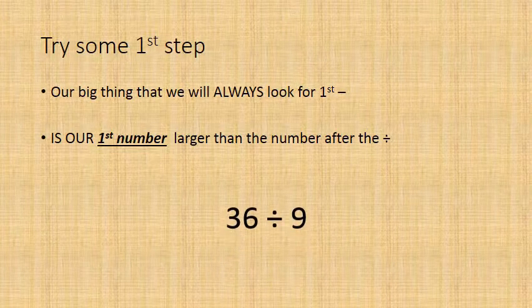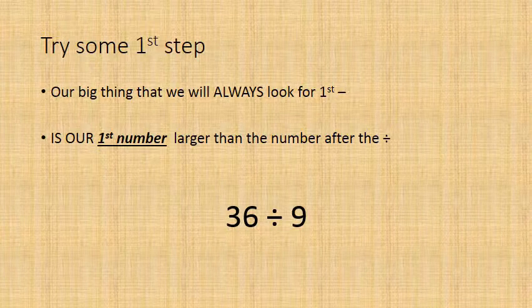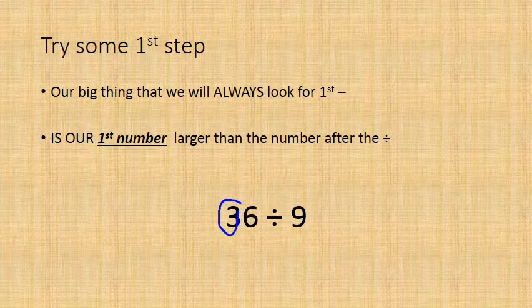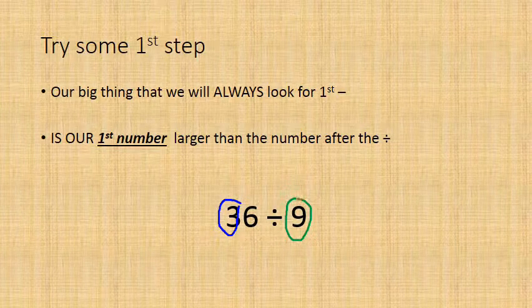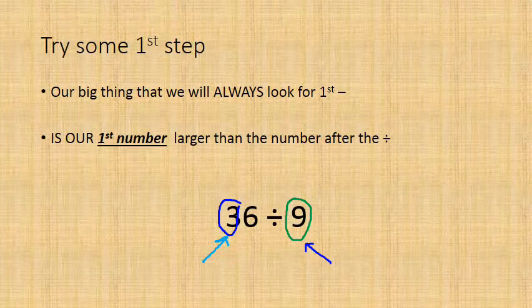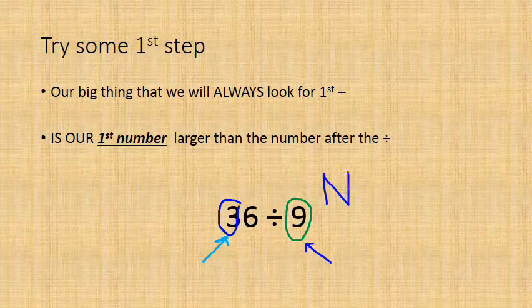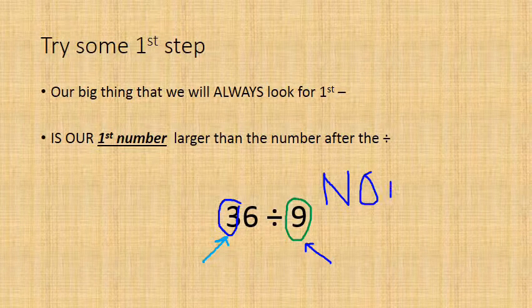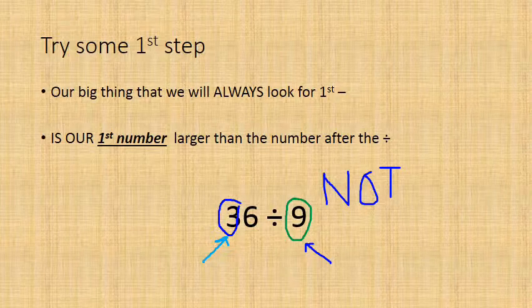Try some. First step, we will look to see if our first number is bigger than the number after the division sign. I see the number 3. I see the number 9. The way I like to think about it is, would you rather have 3 Jolly Ranchers or 9 Jolly Ranchers? I don't know about you, but I'd rather have 9. So, our first number is not bigger than the number after the division sign.